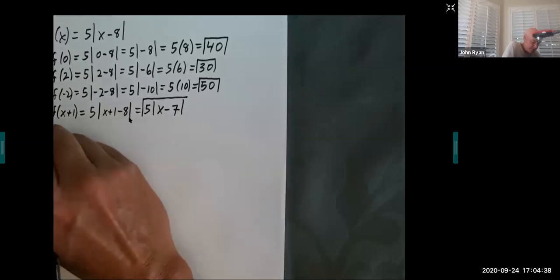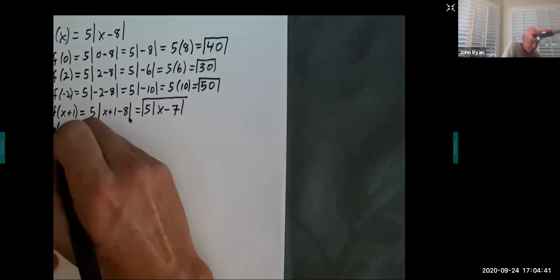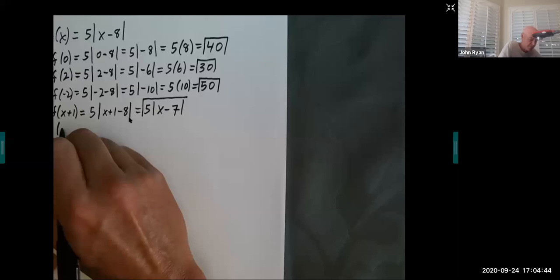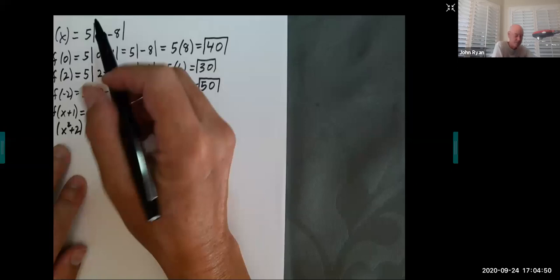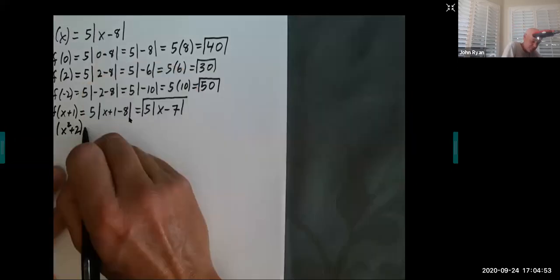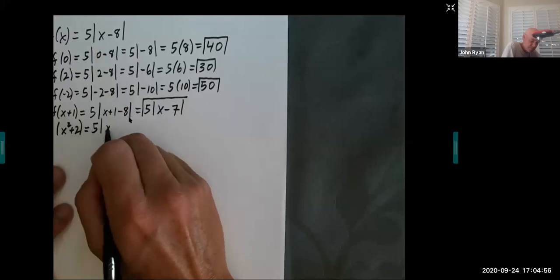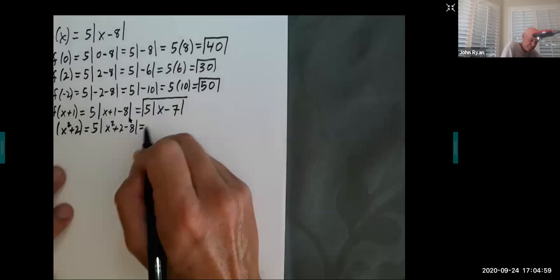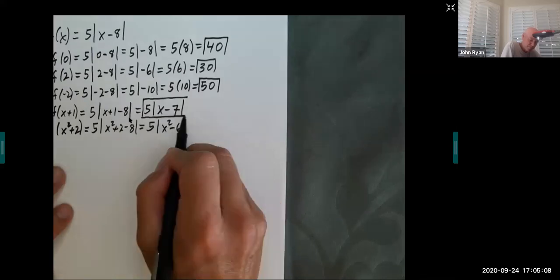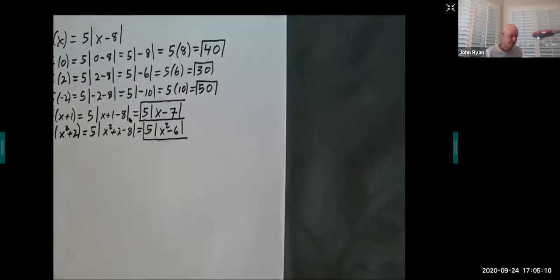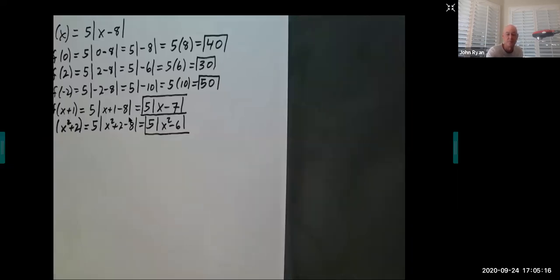Last part. This means I'm now going to replace this x with x squared plus 2. Notice the last two still have absolute value in it and x is in it, which is fun. I'm going to switch screens again.